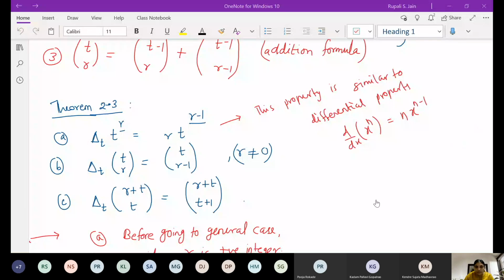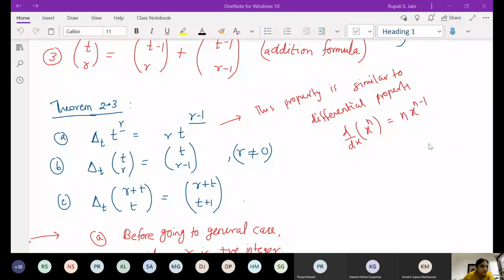Till now 20 attendees are there. I think total 33 students are there, no? Total we are having 33 participants. Yes, so can you see the screen? Yes, ma'am. Okay.